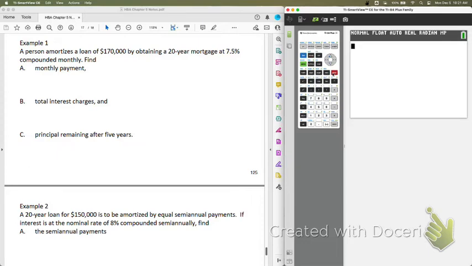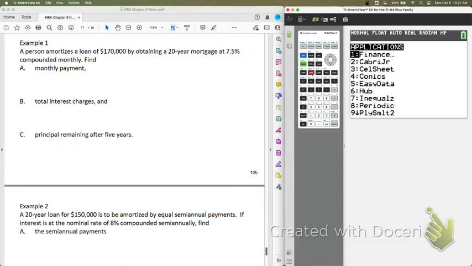So total interest charges is also in the same area of that effective and nominal, but it will use all the information we've already typed in. So if I go into finance and I scroll down, total interest charges is going to be this one. That first symbol there, it's like that Greek letter sigma. It's the summation sign, okay? So this is under finance if you scroll down.